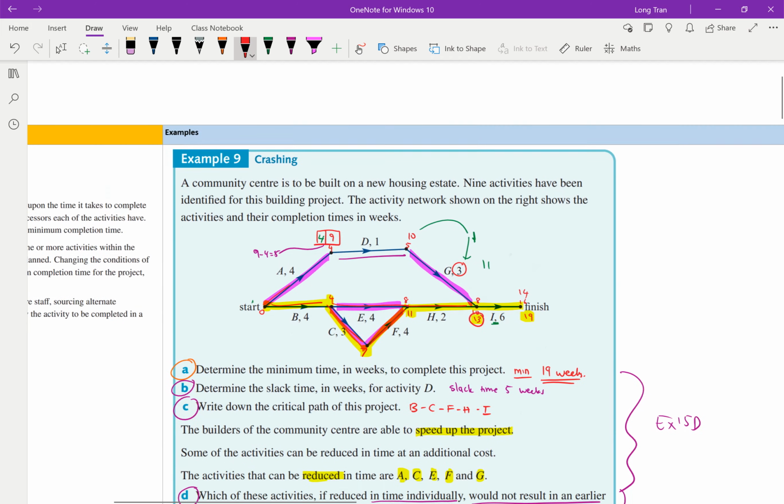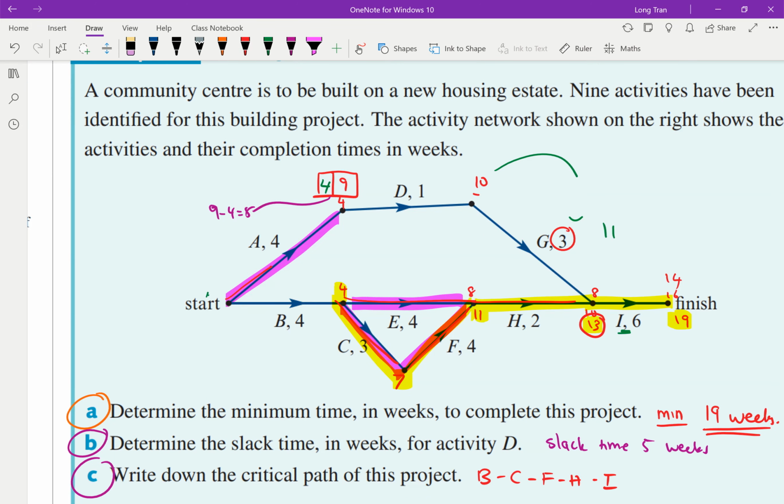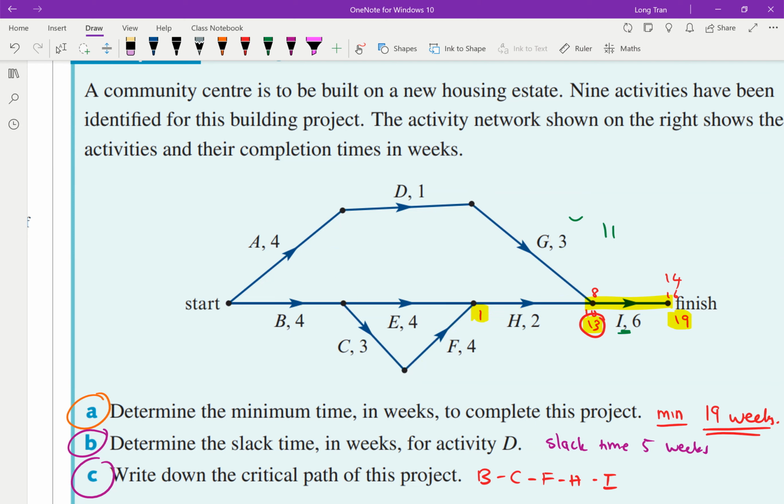How I like to do it, I'm just going to rub all this out just to focus on what we want. So remember, right now, the critical pathway was B, C, F, H, I. What I know is the ones that I can reduce are A, E, C, F, and G. What I like to do is work out the worst case scenario, and I work with the ones that are on the critical path straight away. So on the critical path, I've got C and I've got F. Maximum amount that I can reduce is 2.